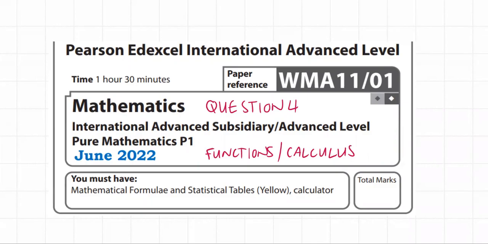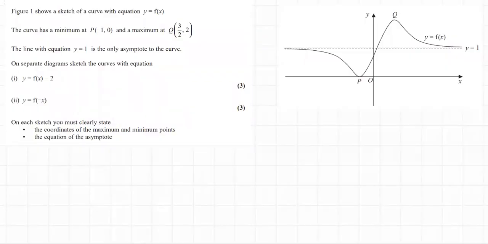Right, figure 1, which is this figure over here, is a sketch of y equals f(x). The curve has a minimum at P, which was (-1, 0), and at Q, (3/2, 2). So we have our min point and we have our max point.